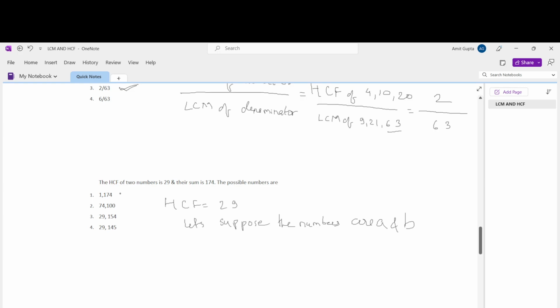1 and 174, this will not work because 29 cannot divide 1. 74 and 100, they are also not divisible by 29. Here we have two options, out of which 29 and 145 is the only possible answer, and their sum is also 174. 29 plus 145: 9 plus 5 is 14, carry 1, 4 plus 2 is 6, plus 1 is 7. So this option satisfies the given condition that both the numbers are divisible by 29, their HCF is 29 and their sum is 174. So the fourth option is correct.